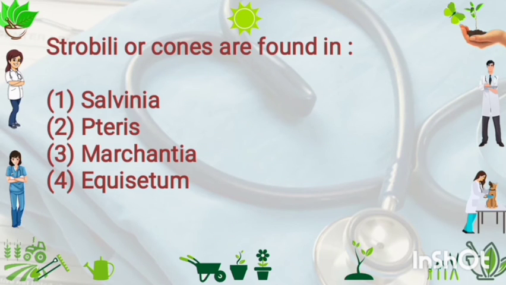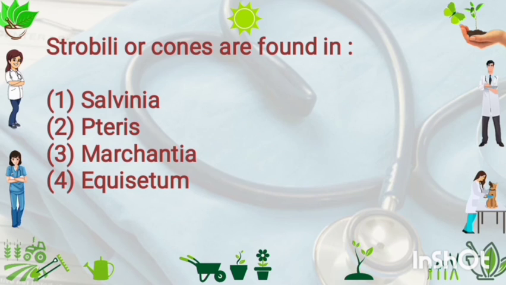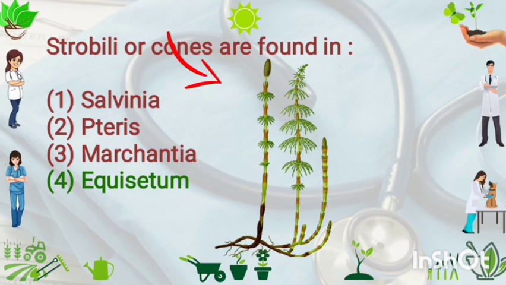Next question. Strobili or cones are found in Salvinia, Pteris, Marchantia, Equisetum. Strobili or cones are found in some pteridophytes like Selaginella and Equisetum. It is also seen in gymnosperms. So the answer is Equisetum.